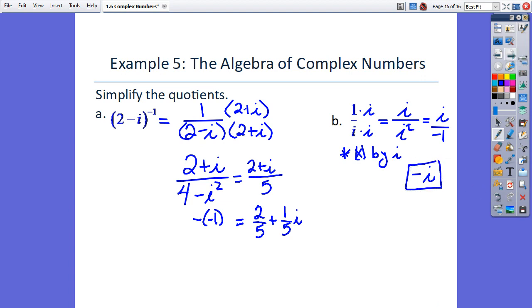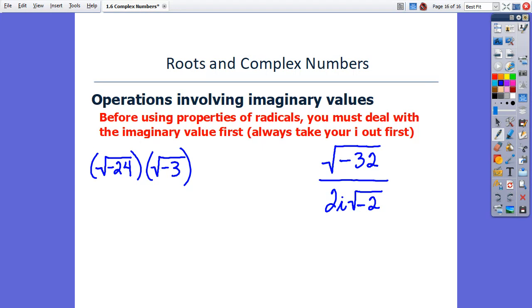Okay. Last thing we'll look at is operations involving square roots that have negatives inside of them. And really, there's nothing too tricky here. The biggest thing is this: before you use properties of radicals, before you start doing multiplication or breaking things down, you must always take that i out first. So rather than, I can't just start off by multiplying these two together. It will not work out because you're treating imaginary radicals, so radicals with negatives inside of them, like they're real. So the first thing we've got to do is remove the i from both of these.